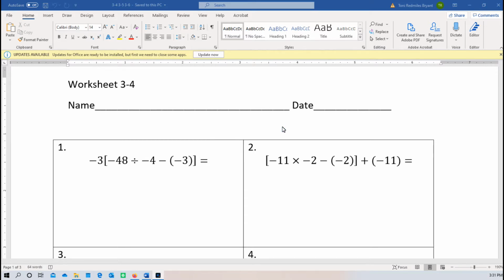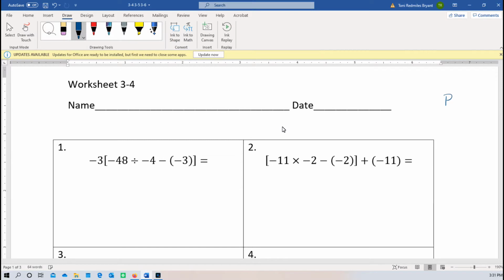All right, in this first one, I've got to do my order of operations, so what is in the brackets first. Within my brackets, I see multiplication first, so I'm going to do that. A negative and a negative make a positive in division, and 4 goes into 48 12 times.